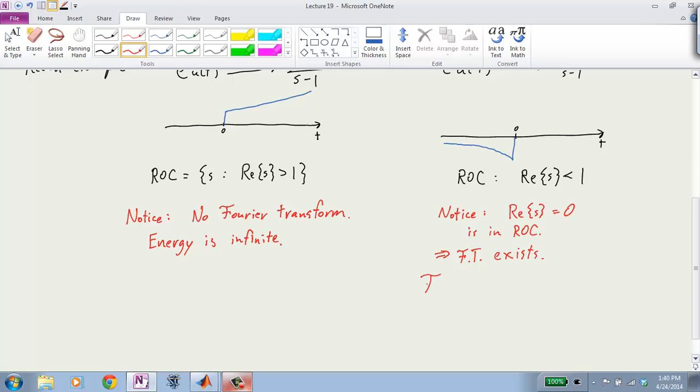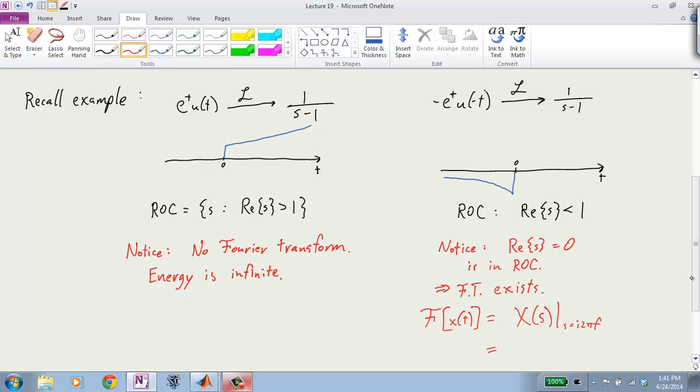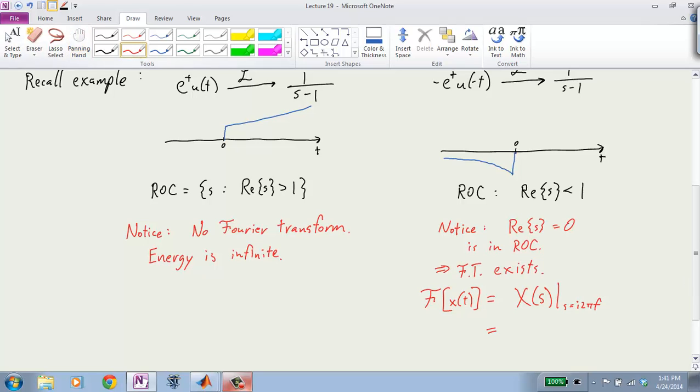So the Fourier transform of x of t in this second case, because it's in the region of convergence, has a Fourier transform, and that Fourier transform is just X of s, as we've expressed above, evaluated at s equals i 2 pi f. Okay, so let's look at what X of s is. X of s right here, right? And you just plug in i 2 pi f, and that means that that is 1 over i 2 pi f minus 1. That's the Fourier transform of this thing. Okay, it just pops out of the Laplace transform.